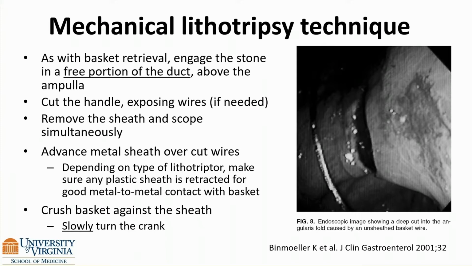And depending on the type of lithotripter you're using, if there is a plastic sheath, please make sure you retract that so you have good metal to metal contact with the basket. And then you crush the basket against the sheath slowly so that the stone doesn't fall out and so that you could get good crushing force. This is an example of the adverse events that can occur with the wire cutting the incisura and lesser curve.